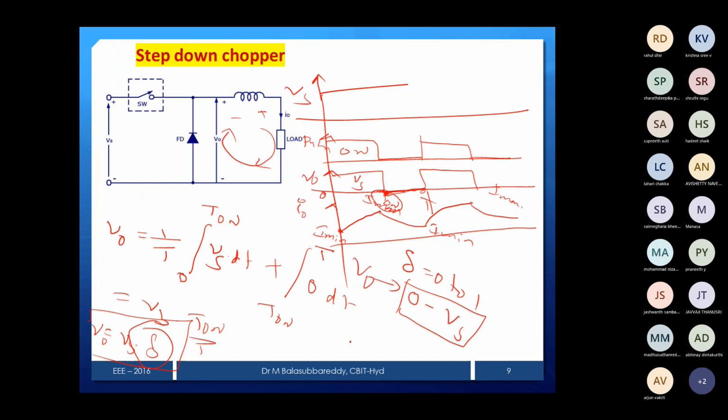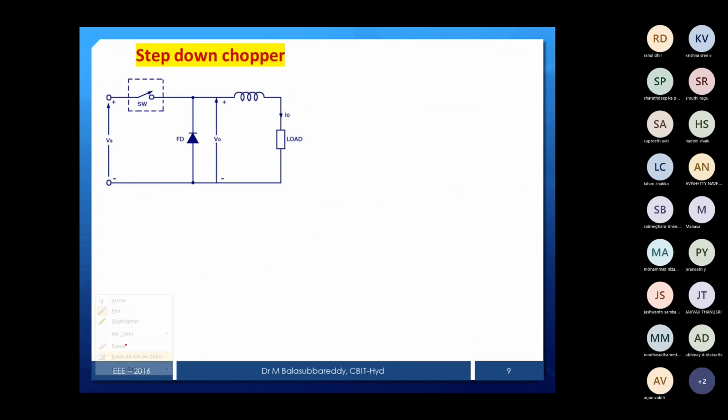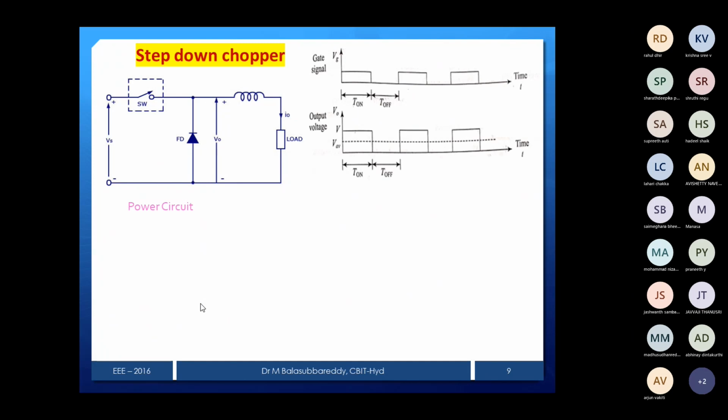So from this we can say that the output voltage varies from 0 to Vs. That's why we call it a step down chopper, also called a basic chopper. There is another name for this: a basic chopper, or you can say type A chopper. Everything is the same, only different names. Type A or class A. These are the different names for this. So that is what I have given, all the waveforms, everything the same.